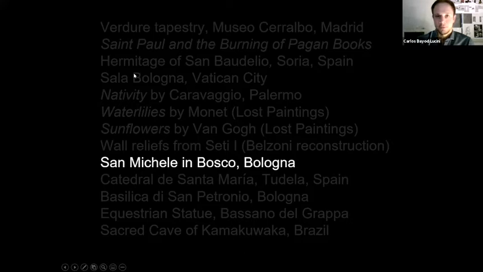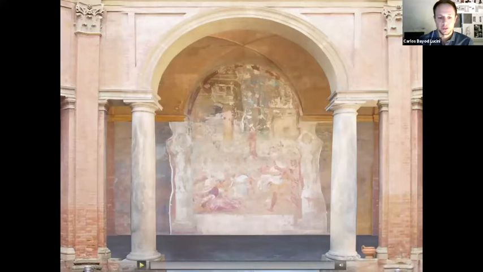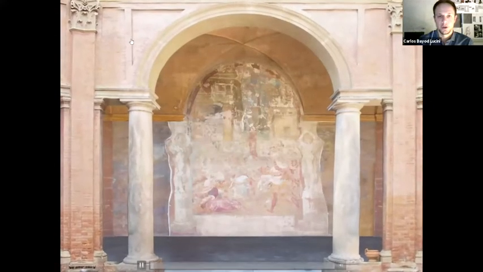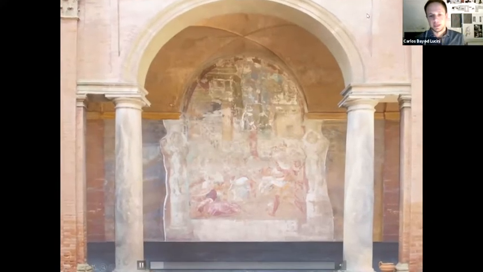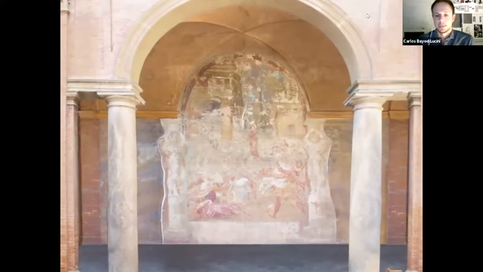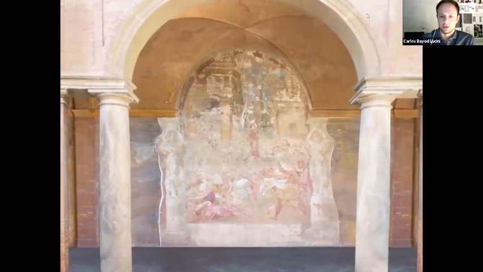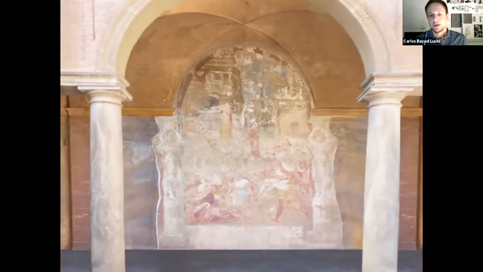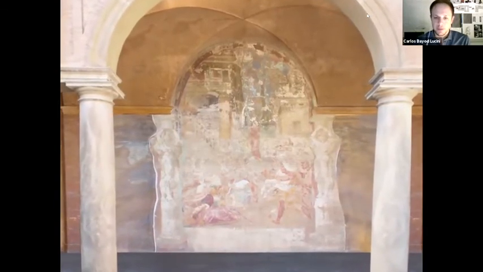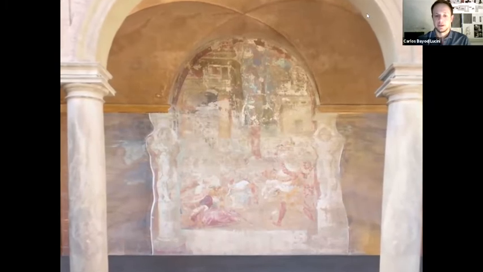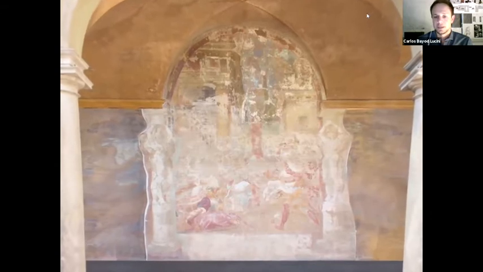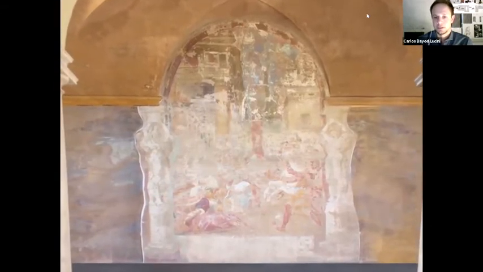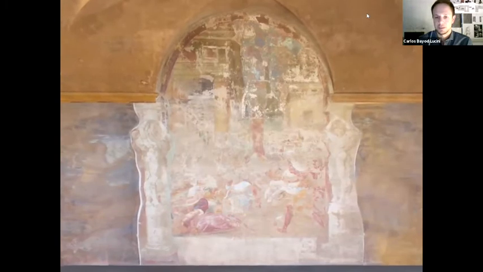Another example of this way of projecting digital restoration versions is what we were trying to propose for the cloister of San Michele in Bosco in Bologna. This is an octagonal cloister that used to contain a cycle of wall paintings by Carracci. As you can see in this image, the paintings have faded and virtually disappeared completely. But there exist engravings and copies of this series of images.